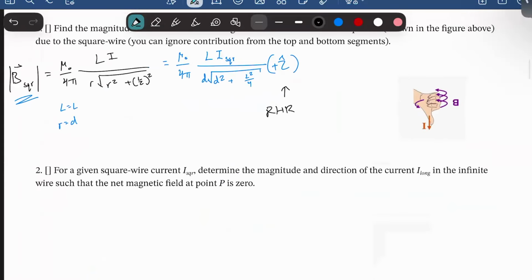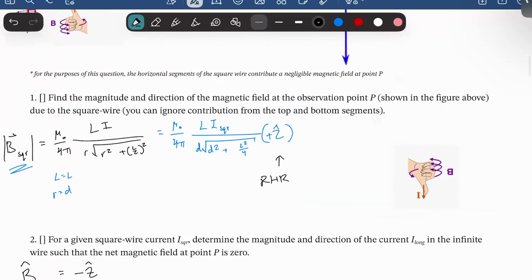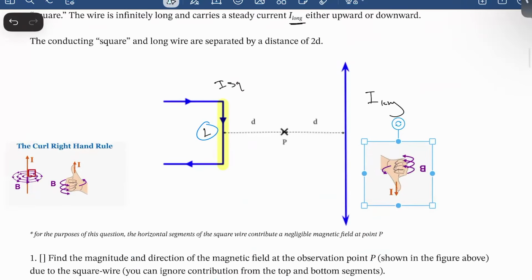So we know that B from the long wire has to point in the negative z direction to cancel out. But we have to figure out what direction the current is flowing for that to actually happen.